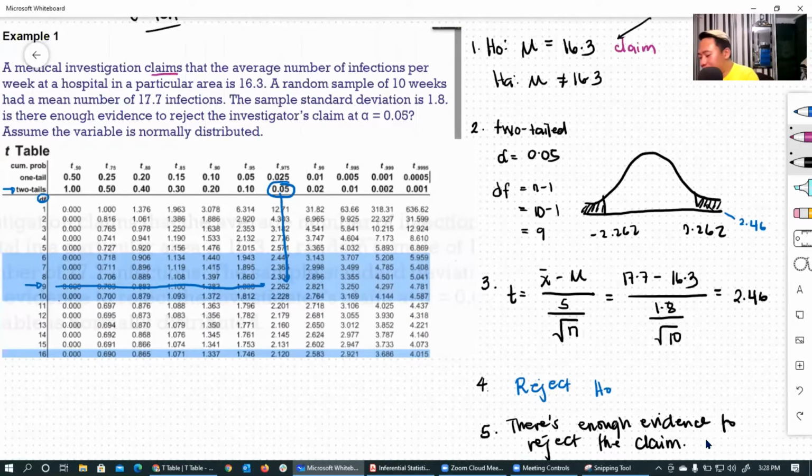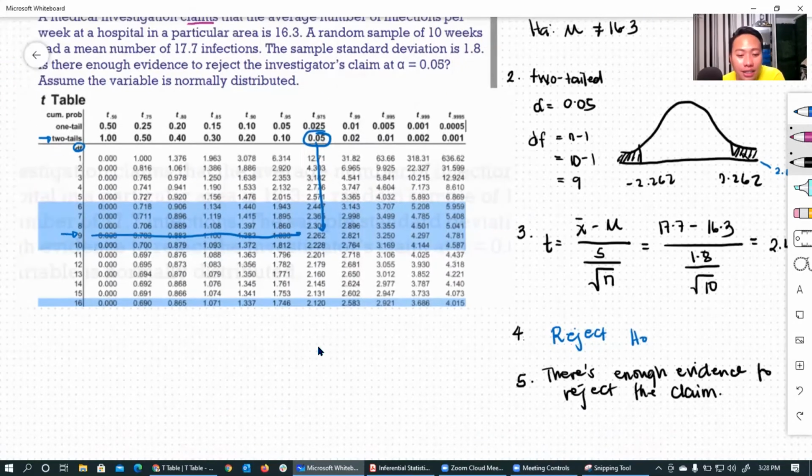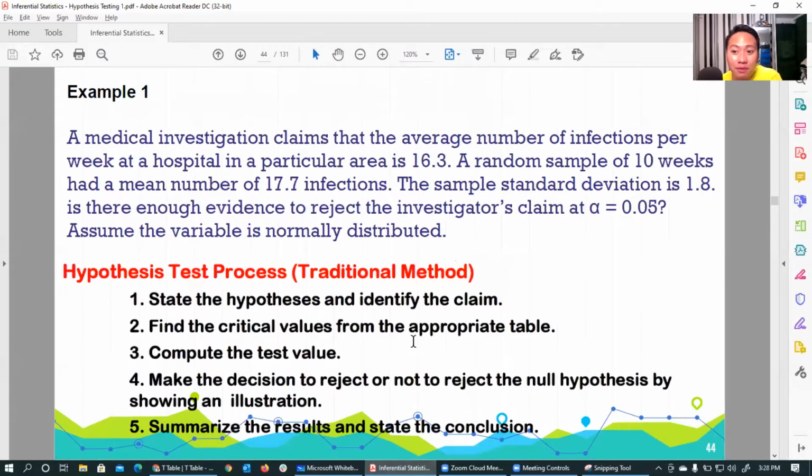Any questions for that item? All right, it seems there are no questions. I'm going to proceed to the next example.